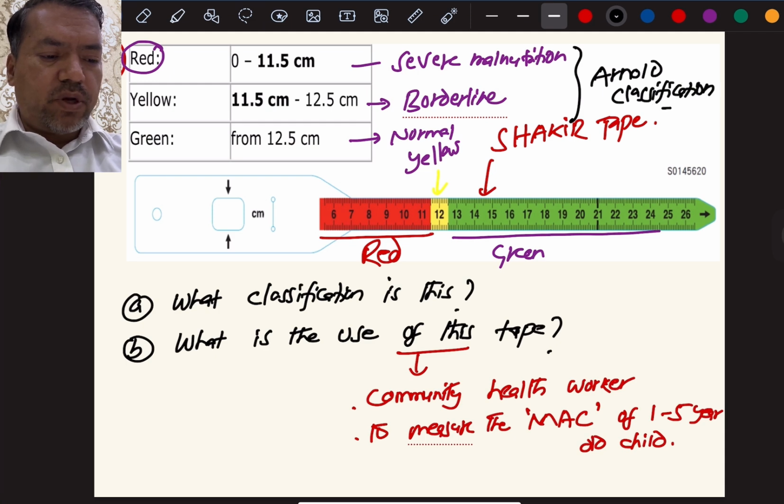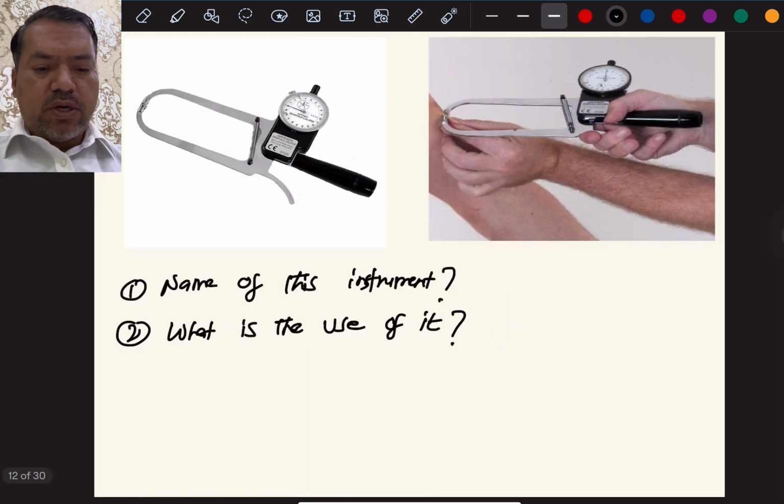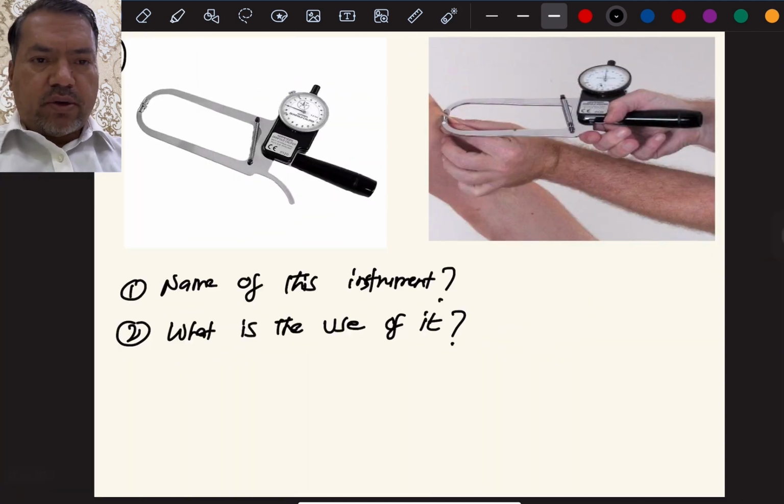So this is a very, very common question which has been asked multiple times, dear student, and exactly this type of questions will be asked from here. Okay, let's move on. Now number 8. Name of this instrument and what is the use of it.